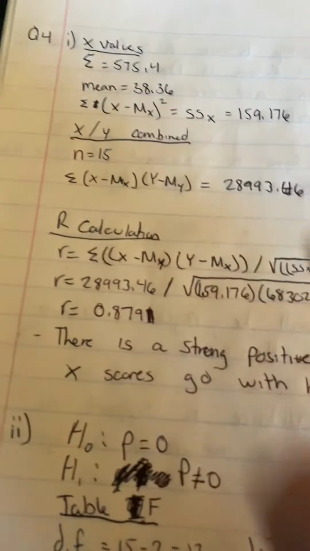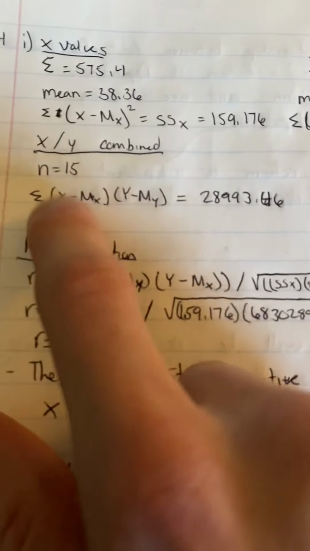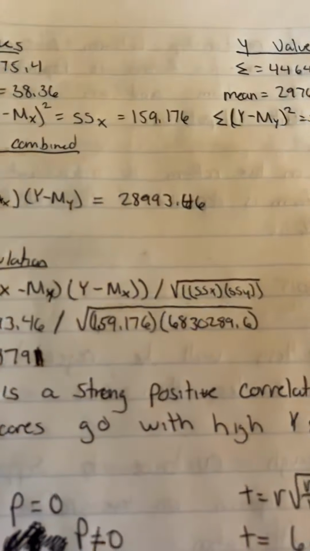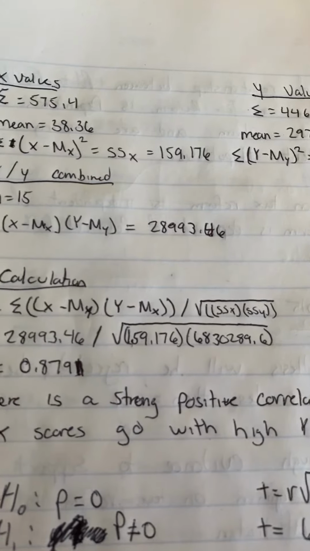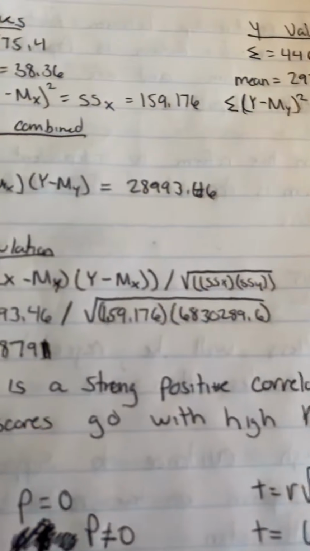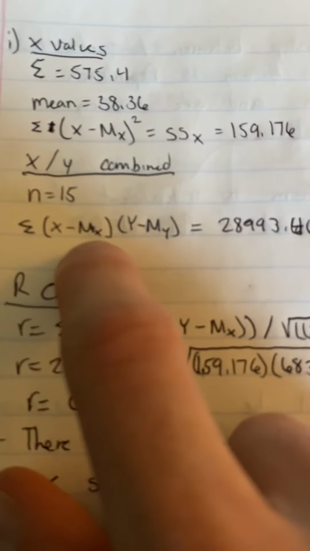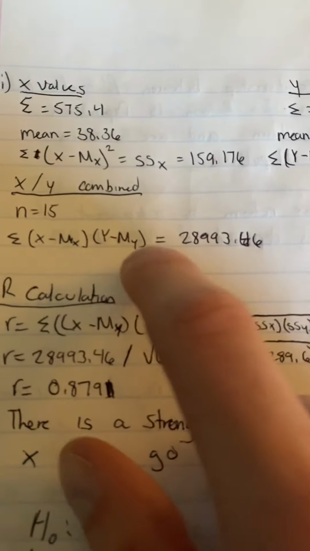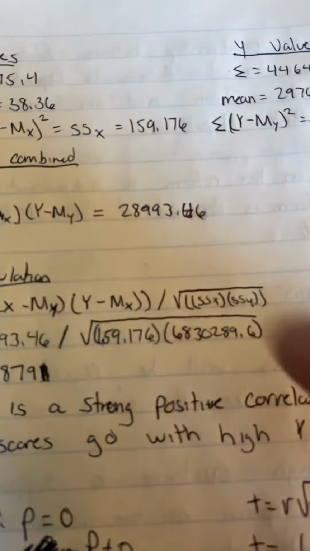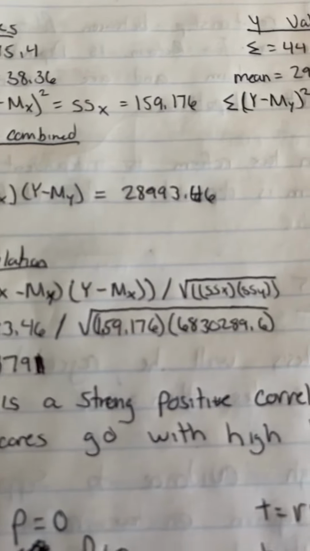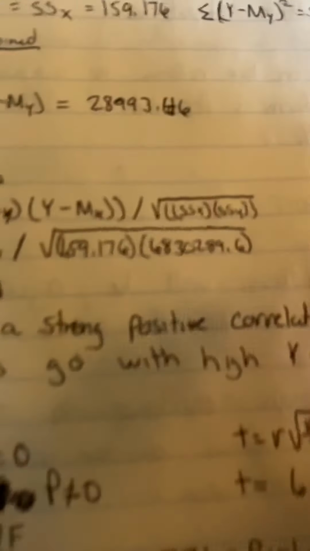finding all of these values, we're going to combine X and Y. There are 15 infants, so the sample size N is 15. Now we combine X and Y: we take X minus the mean of X, times Y minus the mean of Y. We get 28,993.46.